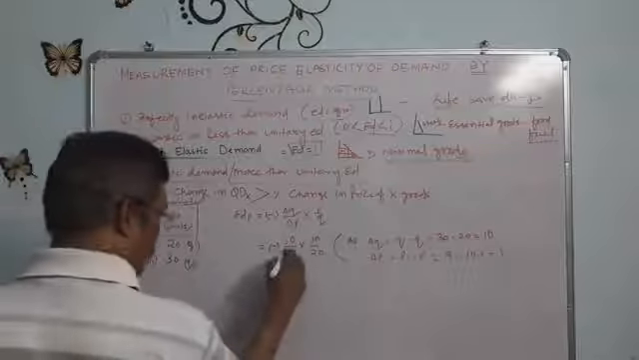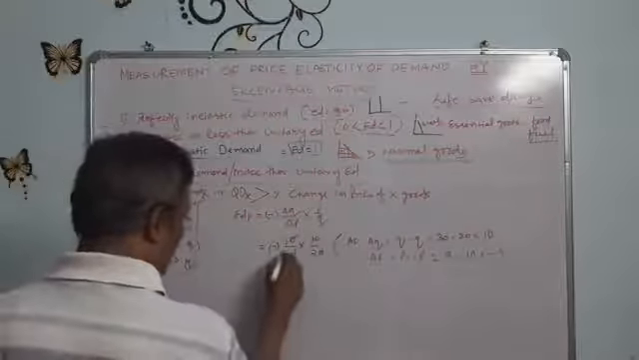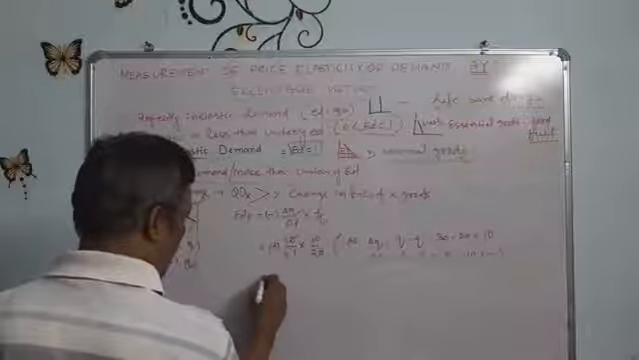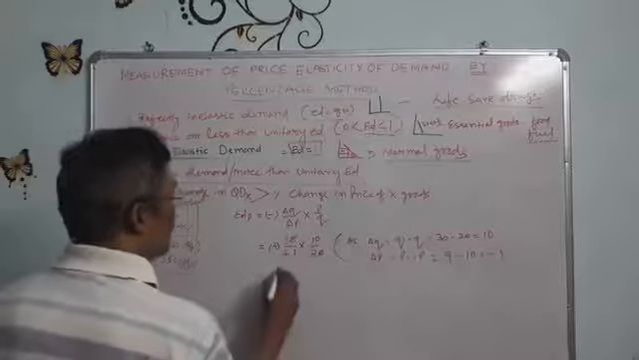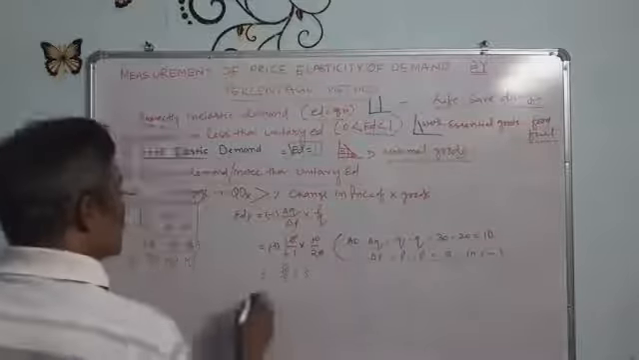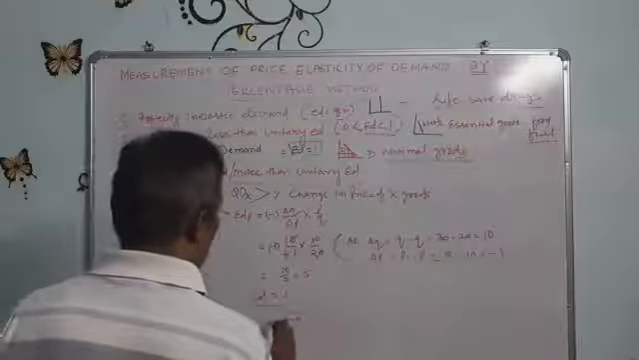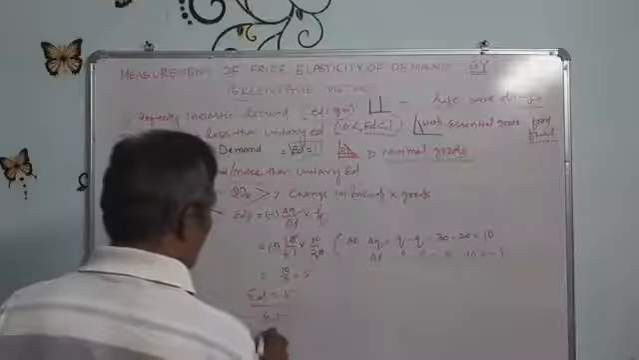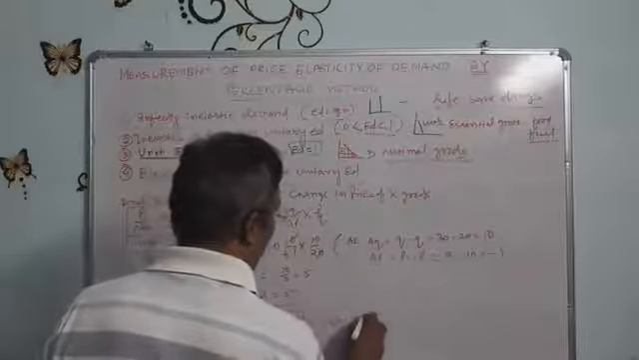Now, minus minus plus, equal to 10 divided by 2 equals 5. It means elasticity of demand equals 5, which is greater than 1. That is called more than unit elasticity of demand.